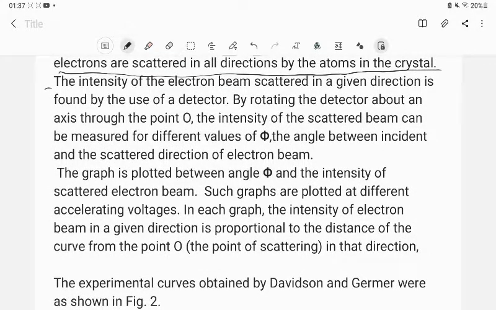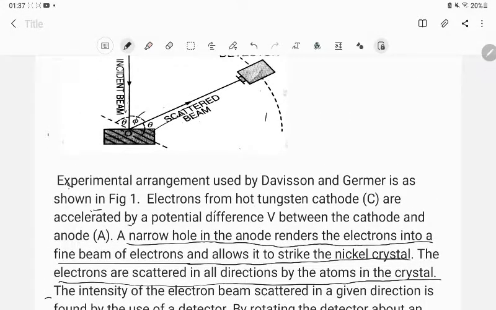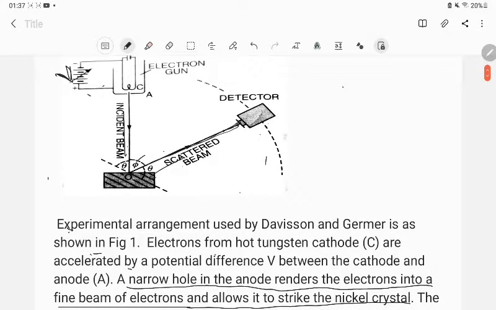The graph is plotted between angle phi and the intensity of scattered electrons. Intensity means the amount of electrons scattered in that particular direction. See, it will be like this. At this angle maybe only two electrons will go, or at this angle maybe four electrons. This is intensity, how much the detector can detect.